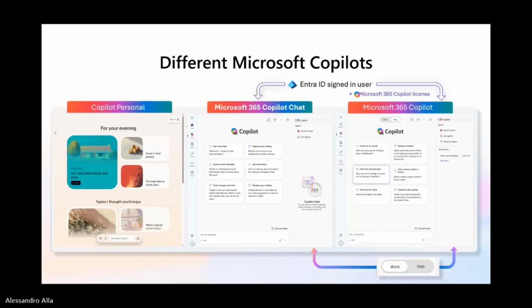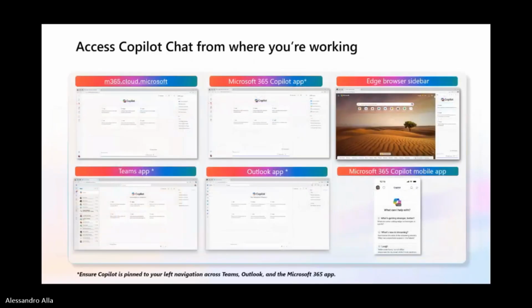In the next slide, you can see how you can access Copilot Chat. You can do this from several places. For example, from the website m365.cloud.microsoft, or from the Microsoft 365 Copilot app available in the Microsoft Store. From there, you can install it and add it to the taskbar if it is allowed by your company, and we will see later how we can install it.